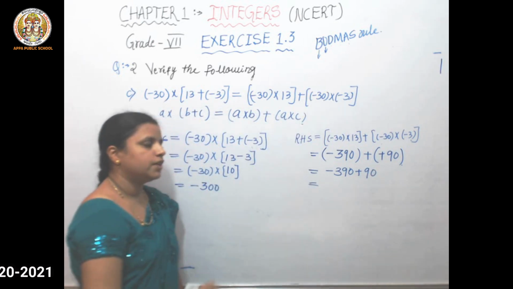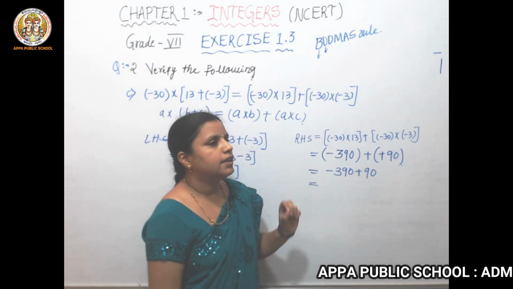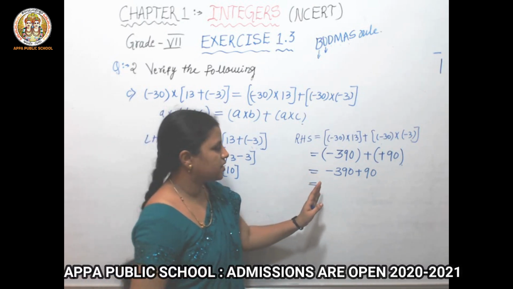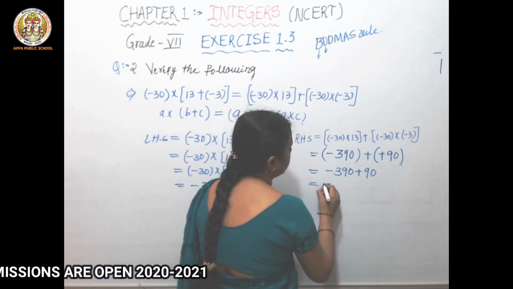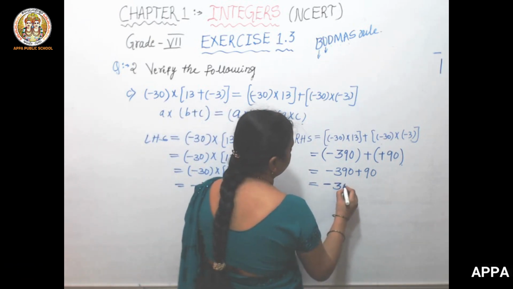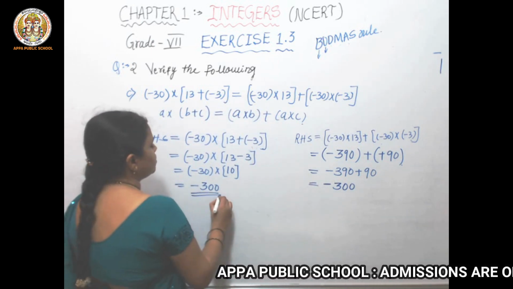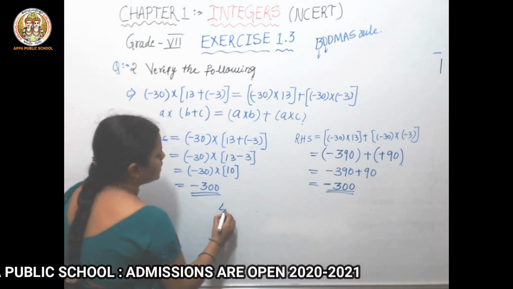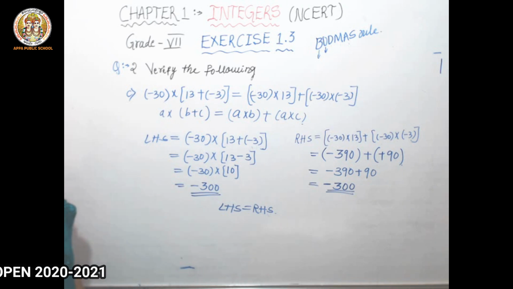Now here one of the numbers is negative and the other is positive. We will do the subtraction and keep the sign of the highest number. Here the highest number is 390. It is the usual subtraction, 390 minus 90, but you should keep the sign of the highest number. So here the highest number is minus 390, and minus 390 plus 90 gives 300, so we will get minus 300. You see here, LHS is minus 300 and RHS is also minus 300. Like this we got LHS is equal to RHS.